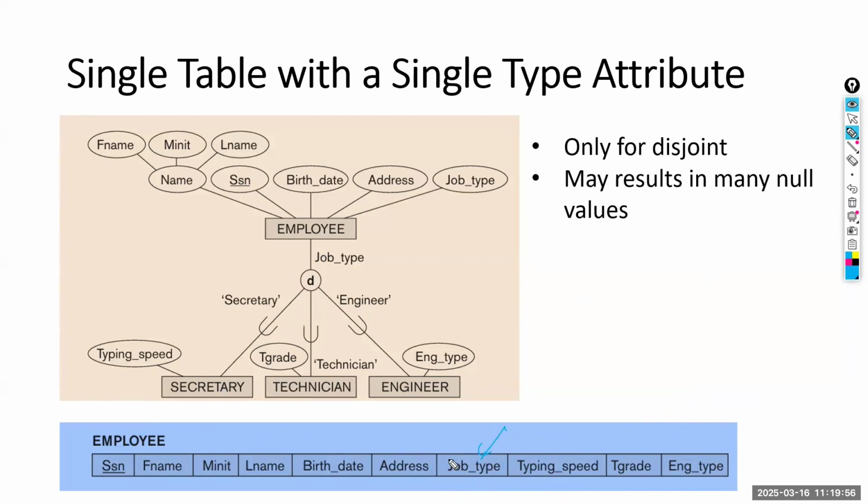If it is overlapping, having a job type field is not going to work because then job type can be more than one. Overlapping means more than one. So this field is not going to work. Therefore, when you have a solution, you need to understand what the limitations of that solution are. Here it works for partial and total, but not for overlapping. Because if you have overlapping, there's no point having job type, because then job type is going to have more than one value.